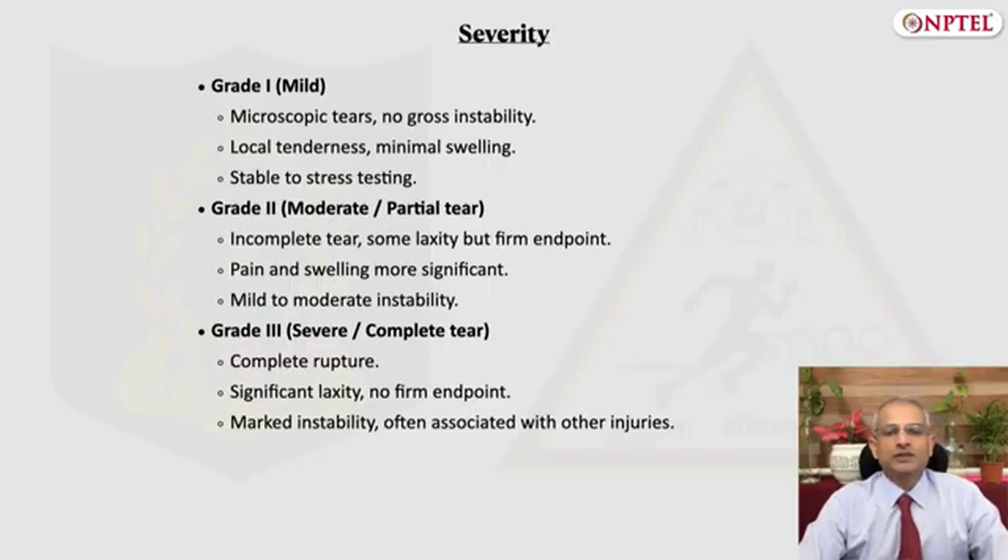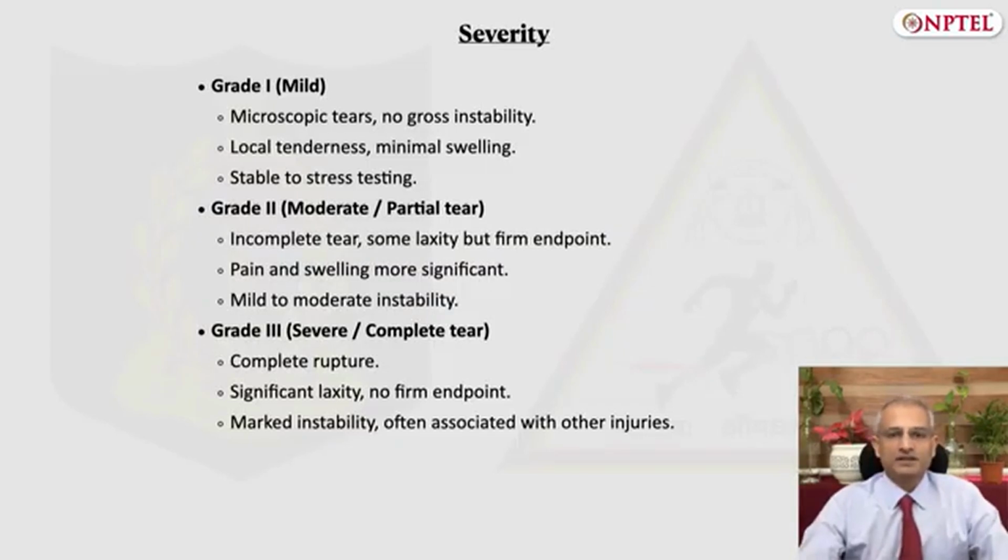A grade 3 injury is a severe injury which results in complete tear of the ligament. There is a significant laxity in the ligament with no firm endpoint on stress testing. It generally results in marked instability and is often associated with other injuries of the knee.